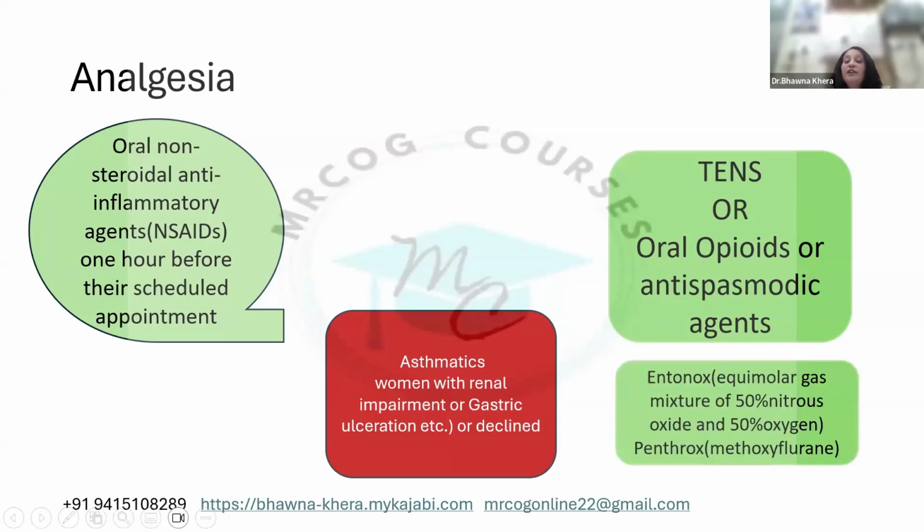Another important thing we can use is Entonox, an equimolar gas mixture of 50% nitrous oxide and 50% oxygen. Penthrox, methoxyflurane, is another very good, very quick-acting inhalational analgesic agent, which can be self-administered, and it is largely used in trauma. But this is seen to be effective largely in post-procedure analgesia and does not have a very good effect in intra-procedure analgesia.